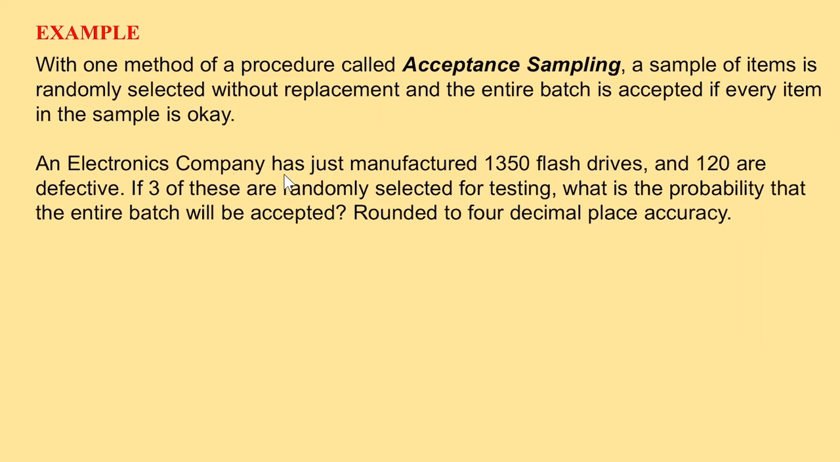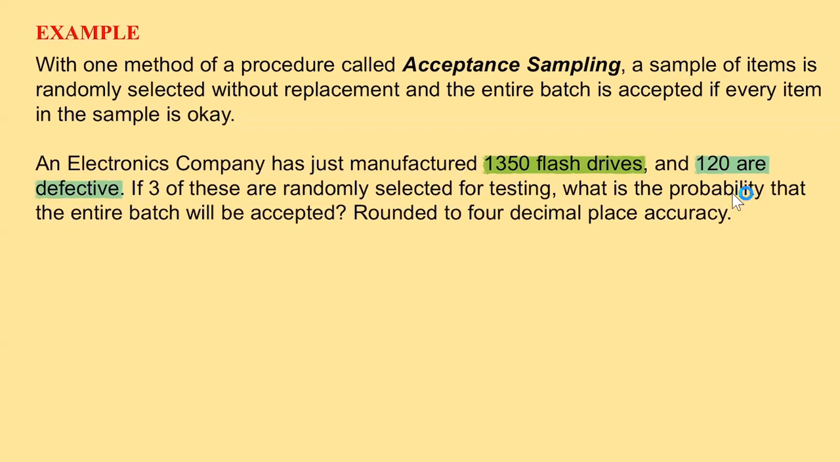An electronic company has just manufactured 1,350 flash drives, and 120 of them are defective. If 3 of these are randomly selected for testing, what is the probability that the entire batch will be accepted? So here, the total number of flash drives manufactured is 1,350, and out of these 1,350, 120 are defective.